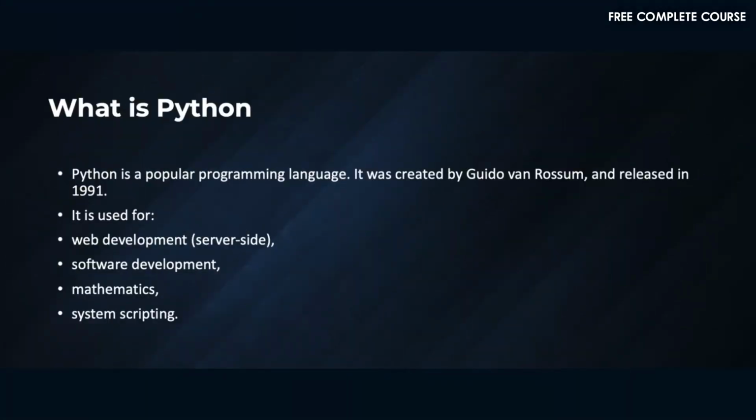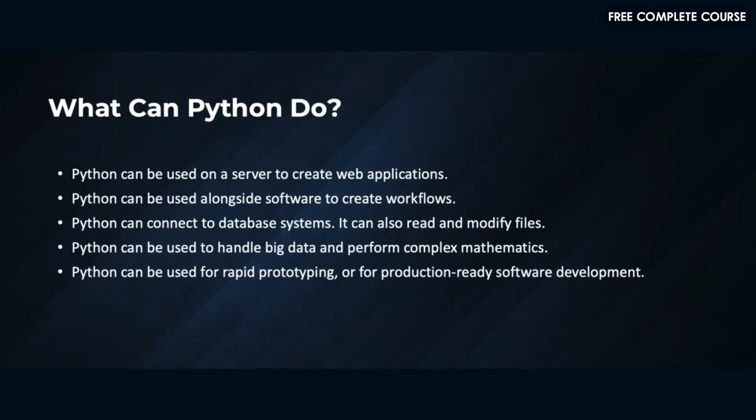All right, welcome back. So in this video, we're going to talk about what is Python and give you kind of a history lesson about Python, okay? So what is Python? Python is a popular programming language. It was created by Guido van Rossum and released in 1991. It is used for the following: web development, which is the server side or back-end web development, software development, mathematics, and system scripting. What can Python do?